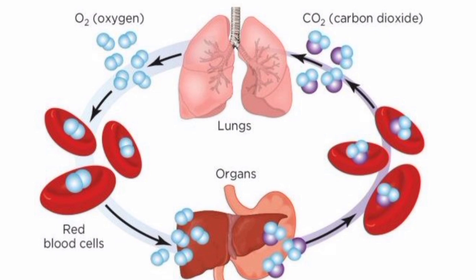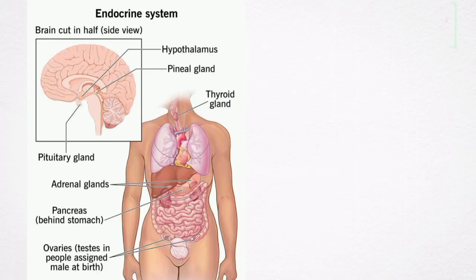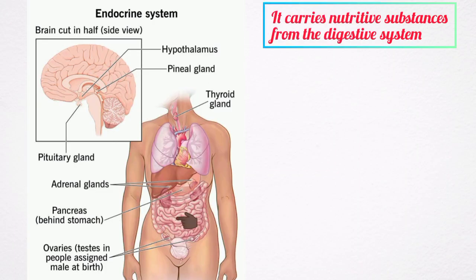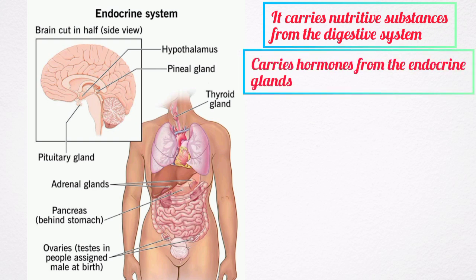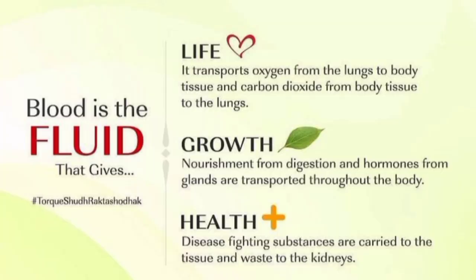It is also known as the fluid of growth because it carries nutritive substances from the digestive system and hormones from the endocrine gland to all other tissues. Blood is also called the fluid of health because it protects the body against infectious diseases and also gets rid of waste products and unwanted substances by transporting them to the excretory organs like the kidney.